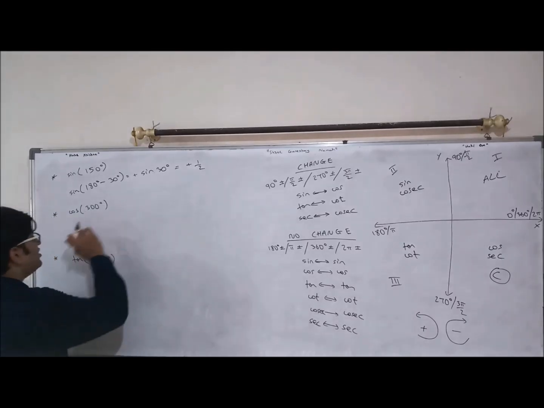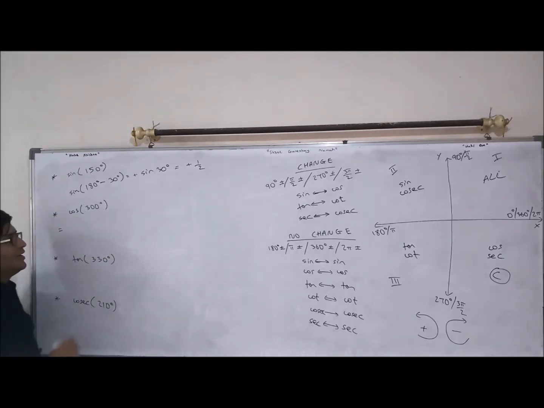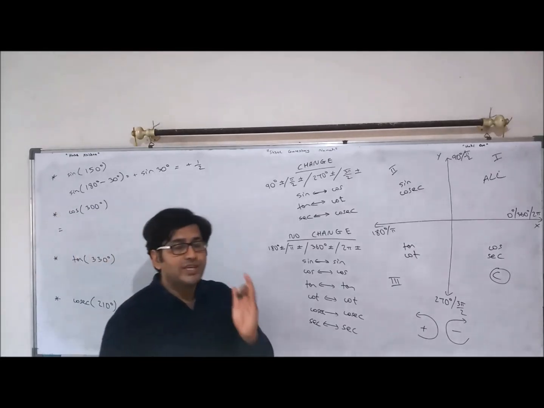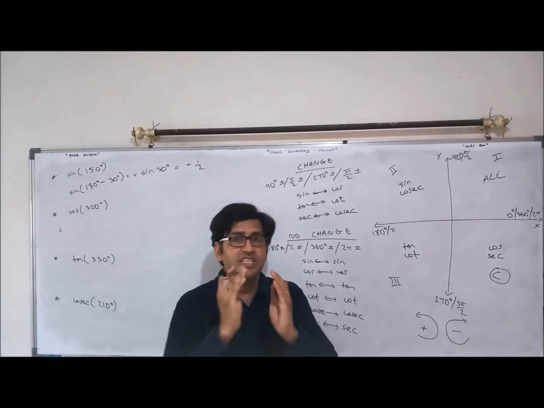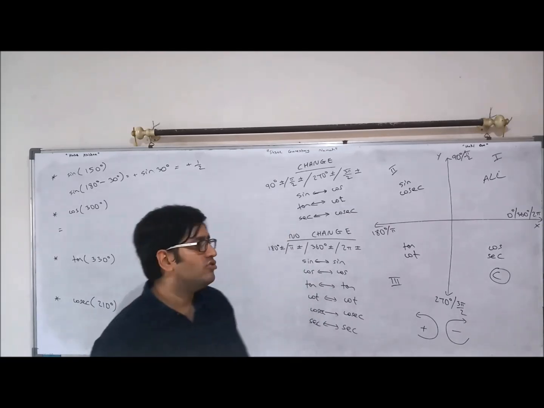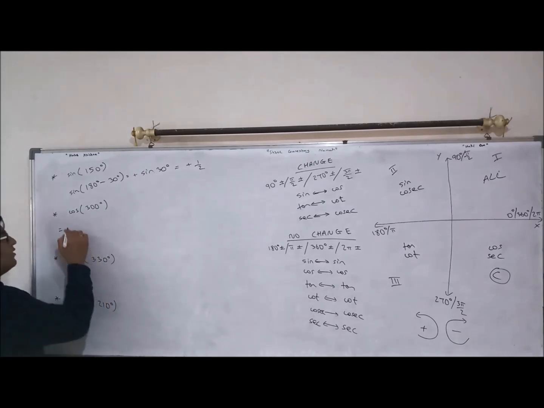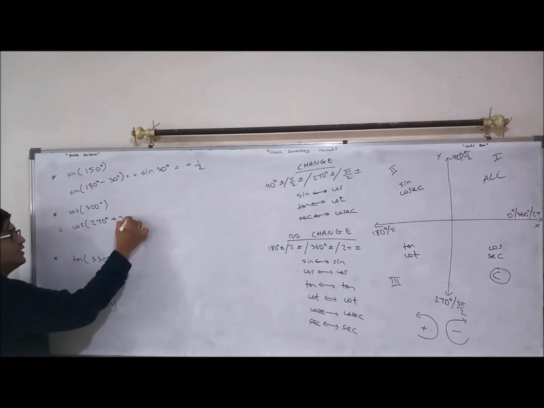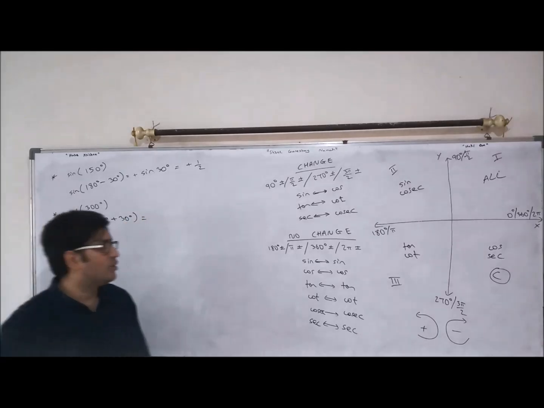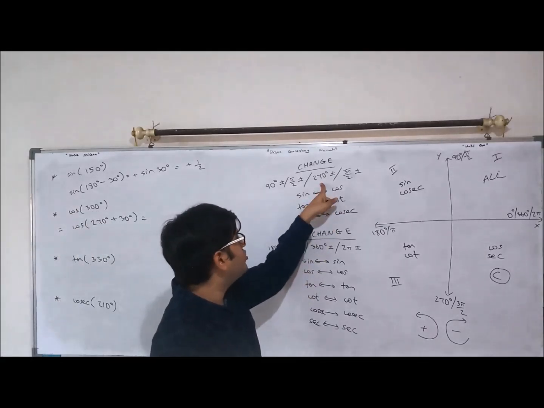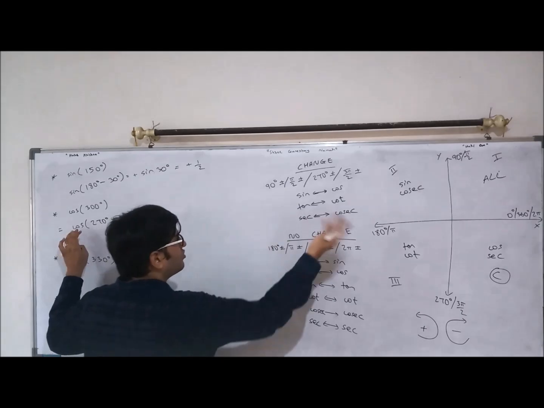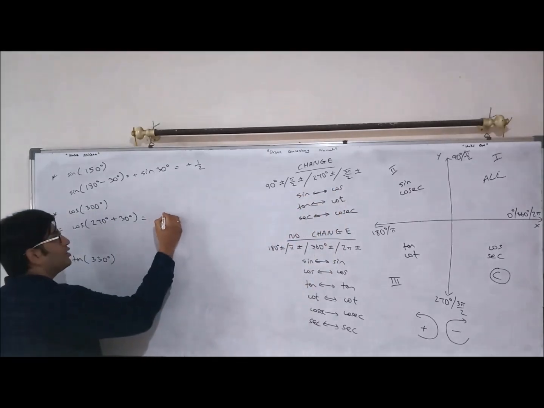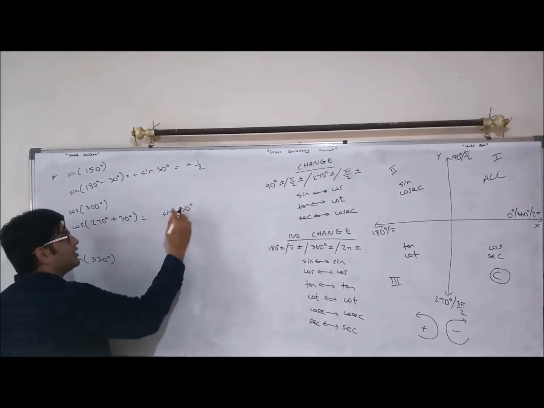OK, let's try this one, cos 300. Now here also you can express it as 270 plus 30 or 360 minus 60. Let us use 270 plus 30. So what if I say cos 300 is 270 degrees plus 30 degrees? Tell me, change or no change? At 270 the trigonometric function changes, so cos will change to sin. OK, so I am going to write down here sin 30.